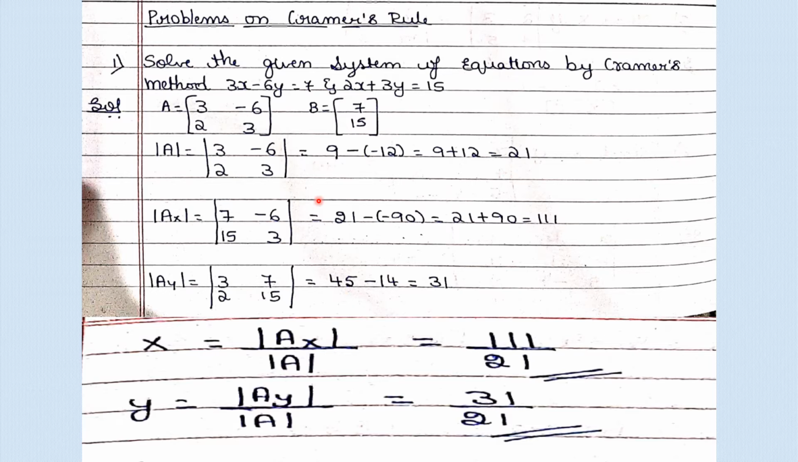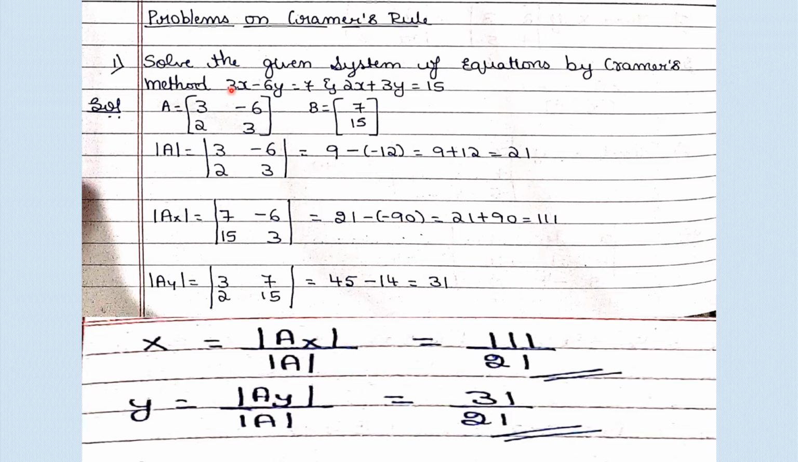So the second set of problems is Cramer's rule. Cramer was a mathematician who gave some methods for solving equations using determinants. Based on his theory, we are solving by Cramer's rule method. You will have two equations, 3x minus 6y is equal to 7 and 2x plus 3y is equal to 15. So 3 and minus 6 we have written from the first equation, and 2 and 3 from the second equation. This column is the x value and this column is the y value. After the equals sign, you have the numbers 7 and 15. So b is equal to 7 and 15. This is how you have to write in the first step.